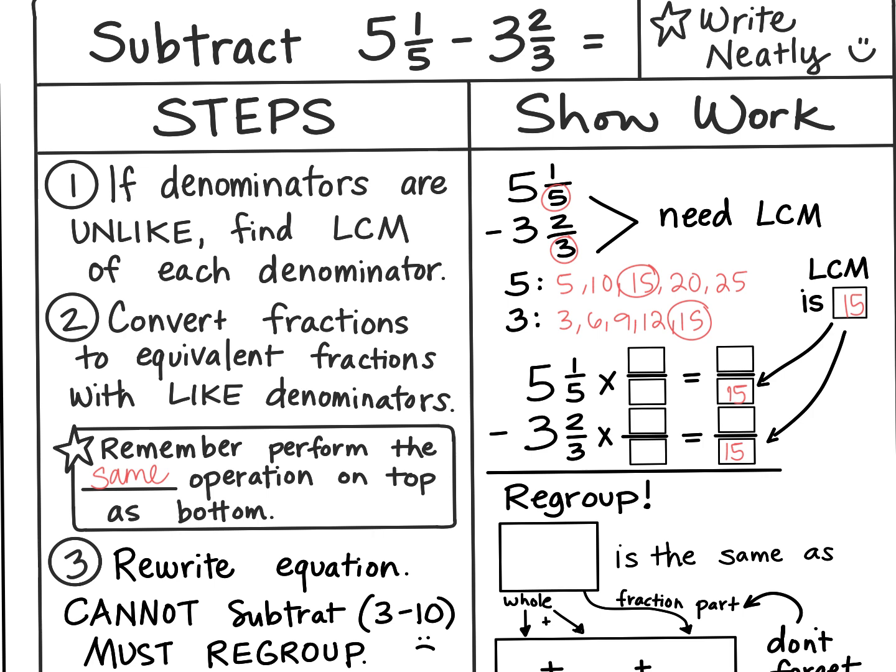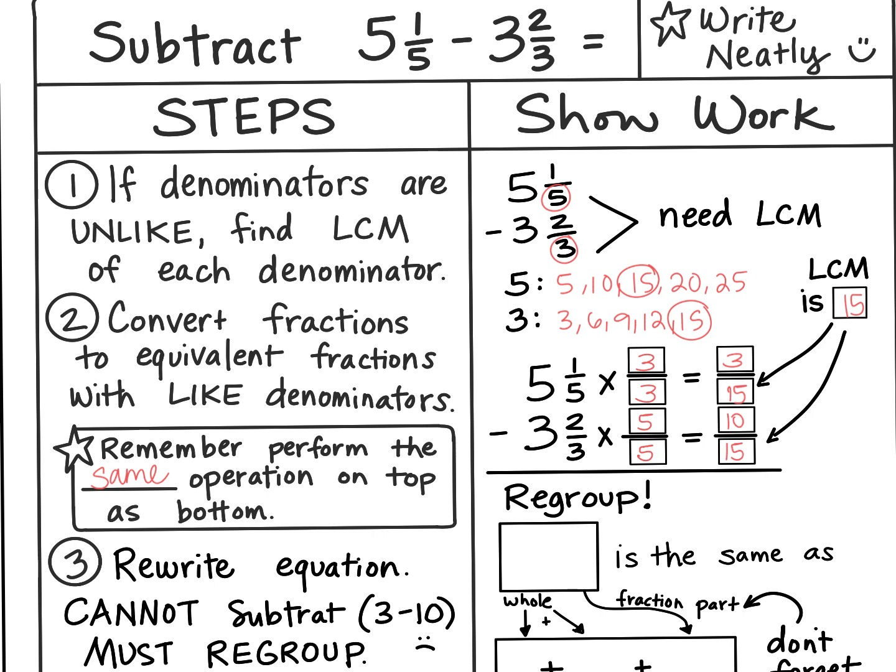So looking at 1/5, this is the first fraction that I'm changing. 5 times what gives me 15? 3. So then I have to do the same thing to the top. So 1 times 3 is 3. That's what this little star remember note means, okay? 3 times 5 gives me 15, so 2 times 5 means that my new numerator is 10. So the fractions that I'm now working with are 5 3/15 minus 3 10/15.